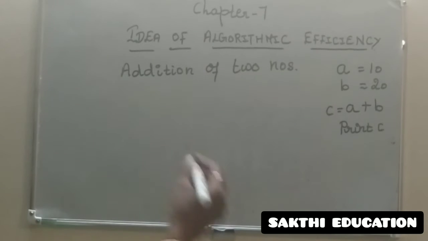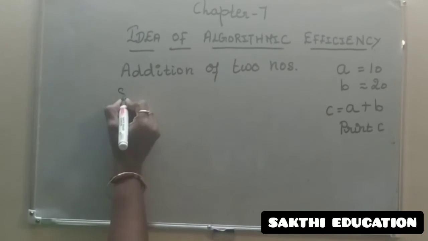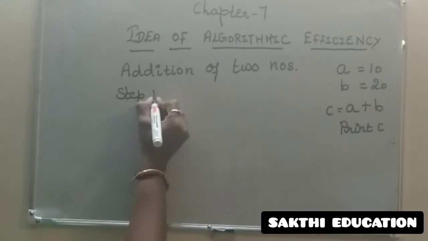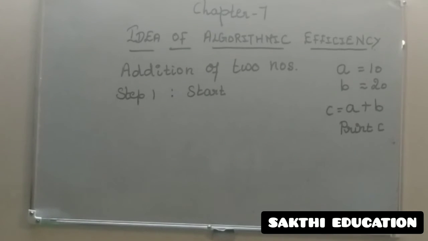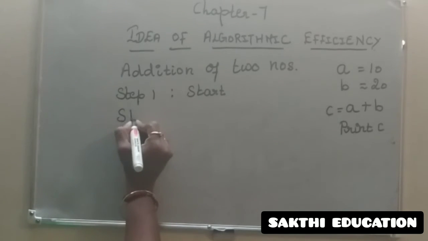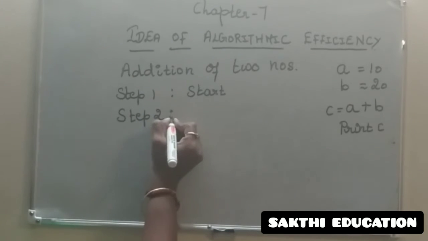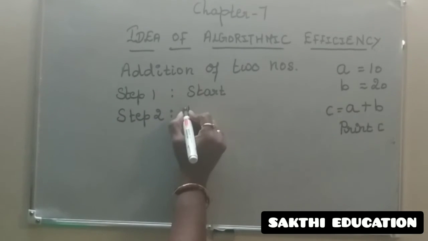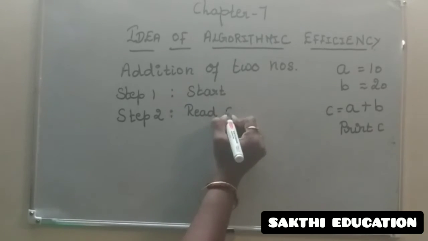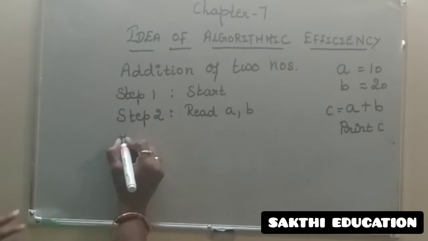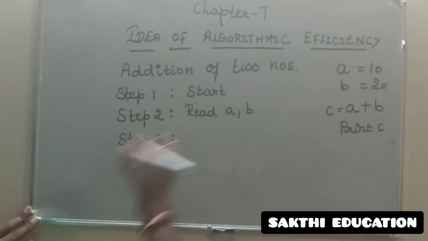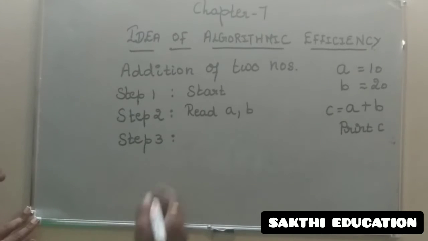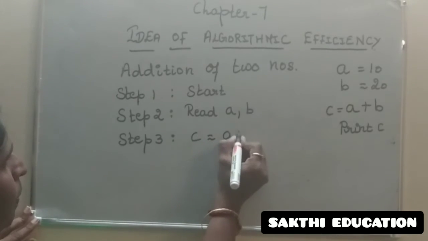So how to write these ideas in an algorithm? Step 1: the first step should be start. The last step should be stop or end. Step 2: we need two variables, so read those variables. Read a comma b. Step 3: once you get the values for a and b, easily we can perform the addition. c equal to a plus b.